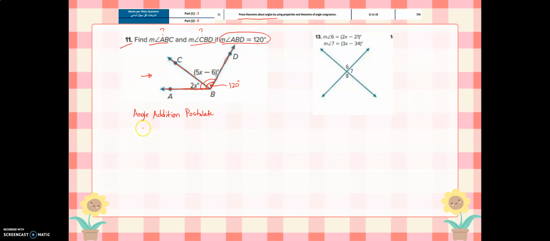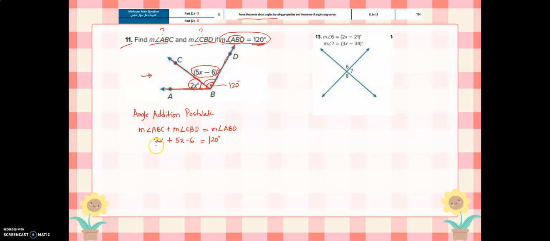If I'm going to write it in an equation, I have measure of angle ABC plus the measure of angle CBD is equal to the measure of angle ABD. Now, as we can see, the measure of angle ABC is given as 2x here. So let's substitute the values, plus the measure of angle CBD, which is 5x minus 6, and the measure of angle ABD, which is given right here, is equal to 120 degrees.